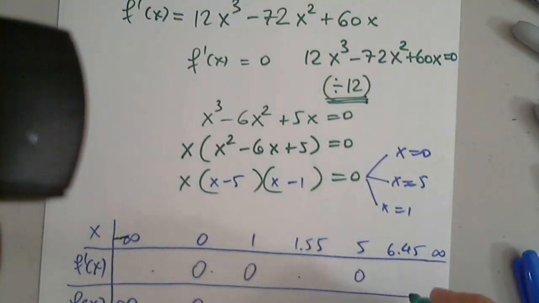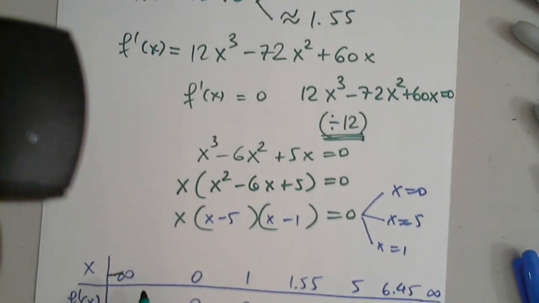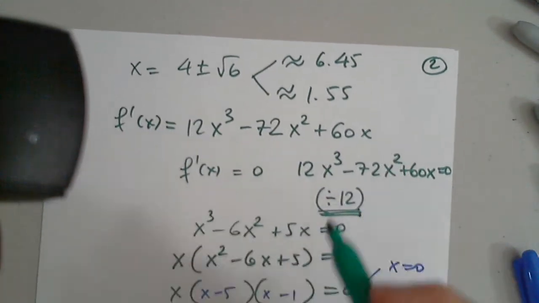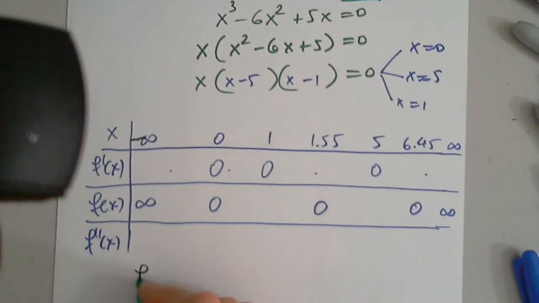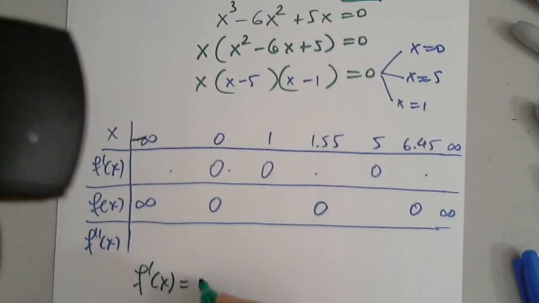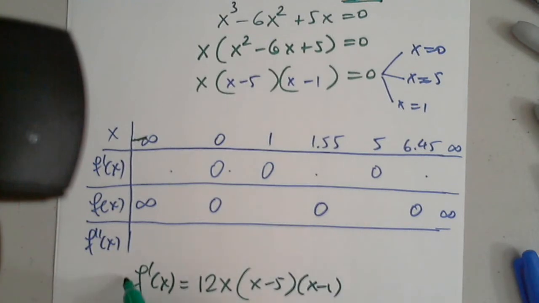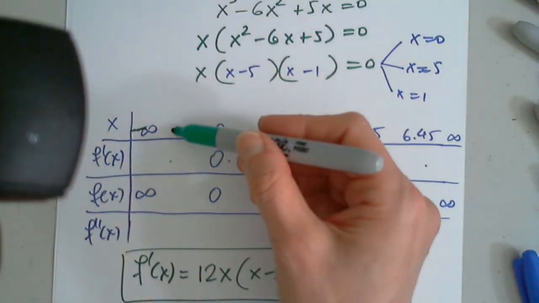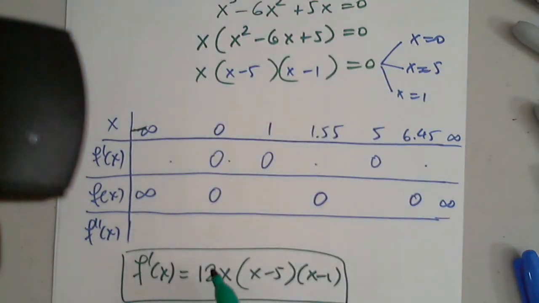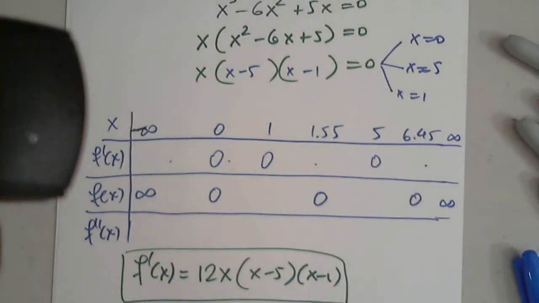1, 2, 3, 4. So I personally prefer to rewrite this first derivative here with 12x in front and x minus 5 and x minus 1. This is the first derivative factored. Now, if you want to plug in negative 10, this will be negative, this will be negative, this will be negative. What is the sign of the outcome? Negative. Excellent.